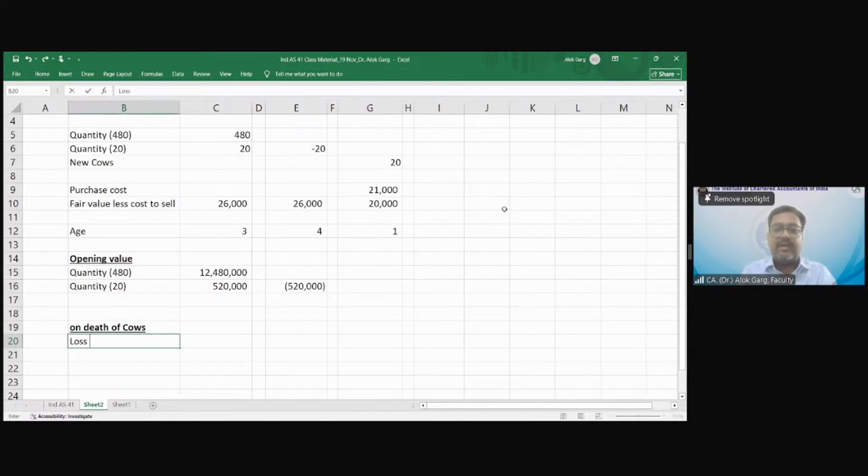Loss on derecognition account debit to biological asset. What is the amount? 5,20,000, right? This is the amount of biological asset.